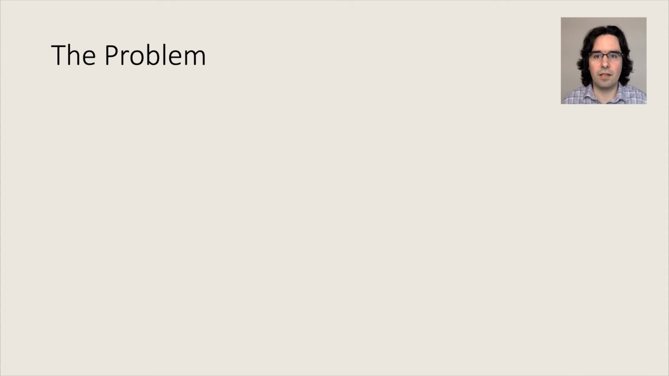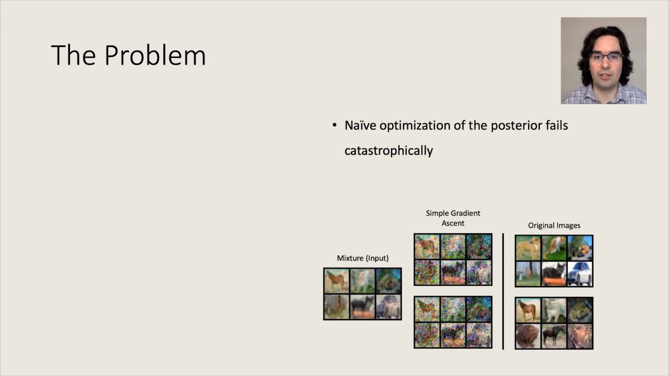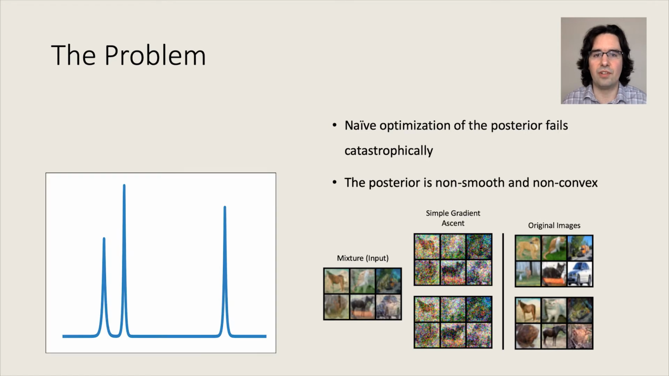The primary technical obstacle to our approach is, how do we sample from the posterior distribution? Naive gradient ascent on the posterior likelihood fails catastrophically. The problem is that the likelihood surface is highly non-smooth and non-convex. Here's a cartoon image of what the prior likelihood looks like. In most regions, the data is highly unlikely, and the loss surface is flat, resulting in vanishing gradients. As a result, optimizing the posterior initially makes some progress on the mixture constraint, but makes very little progress on improving the prior likelihood.